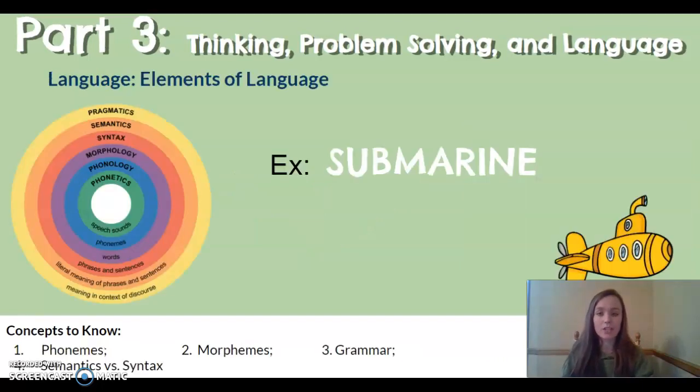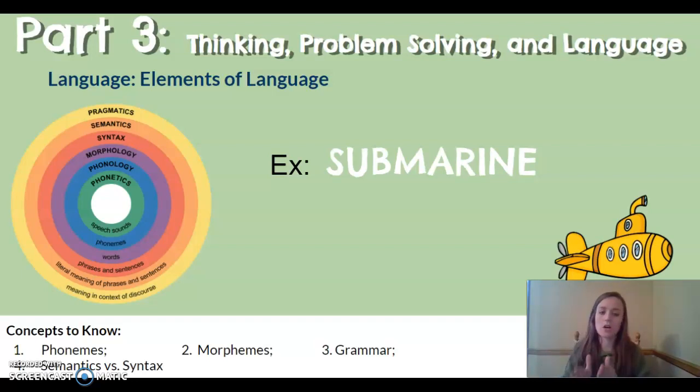Next, we have language, and language just refers to the spoken, written, or signed words which we use to communicate with one another. Phonemes are the smallest units of sound in language. So the word chat, if we break that up into the smallest units of sound, we would have ch, a, t. So we would have 3 units of sound, or phonemes, in chat.